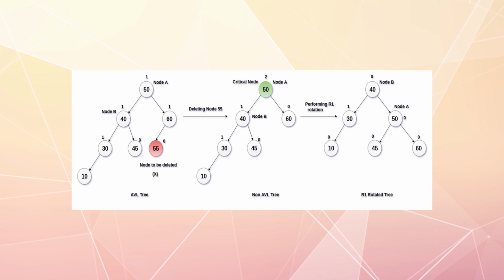After performing the rotation, again we calculate the balancing factor of each and every node of this tree. All the leaf nodes have a balancing factor of 0. Then we calculate the balancing factor of internal nodes. 30 has a balancing factor of 1 and 50 is 0. The balancing factor of the root node 40 is again 0, because the height of left and height of right are the same, so h minus h means 0. So, after performing the R1 rotation, the tree becomes a balanced tree.